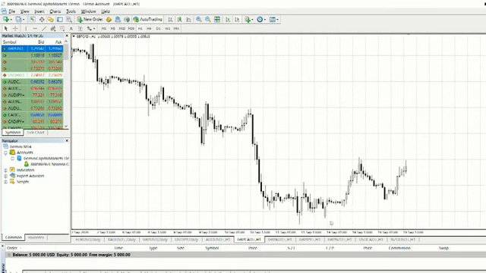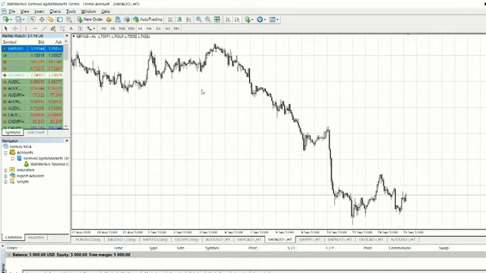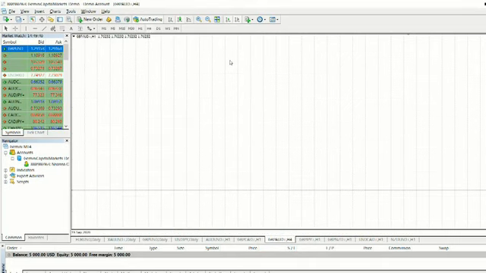I'm seeing a lot of pin bars and inside bars here. Let me change the time frame.